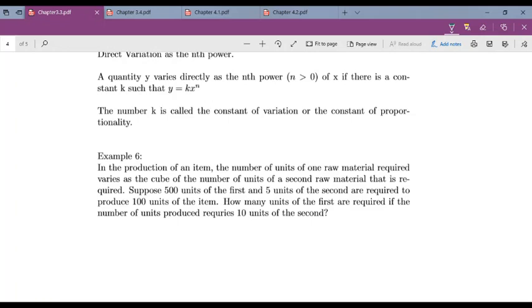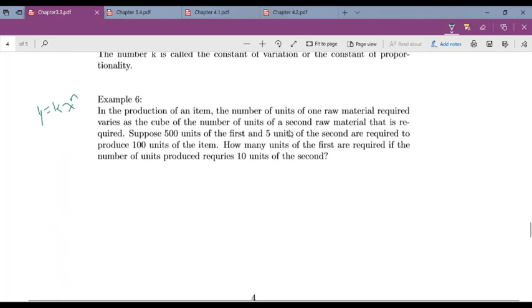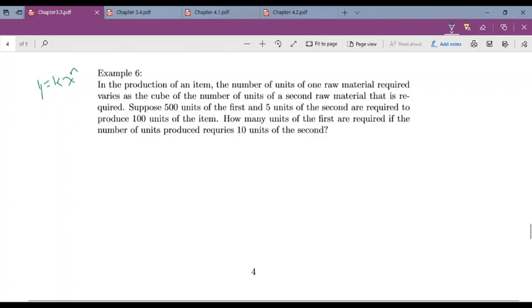So if we look at this example 6, it says in the production of an item, the number of units of one raw material required varies as the cube of the number of units of a second raw material that is required. Okay, so let's keep this formula right here in mind. Our base formula is y equals k x to the n. So I'm going to write it here, y equals k x to the n. That's our base formula that we need to keep in mind. That's what we're trying to kind of mimic and copy here.